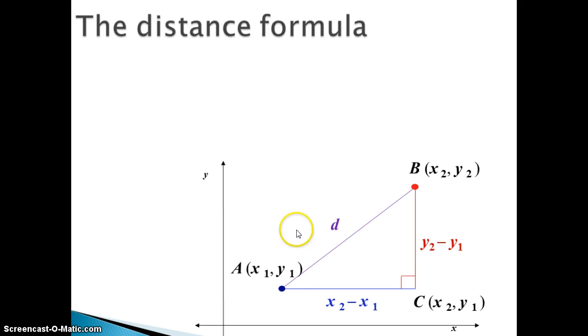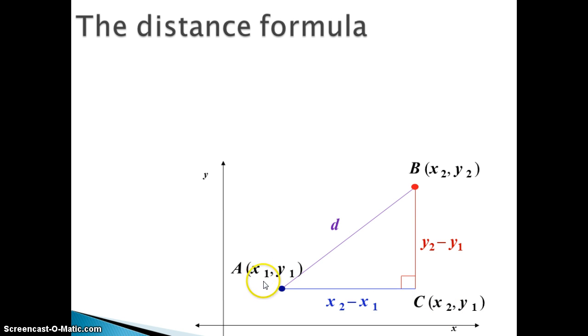So if we have a graphic right here, we have an x-axis and a y-axis. I'm trying to find the distance from point A to point B. Now I can set up a right triangle that will help me solve this. At point C, I'm looking for how far it is from A to C. If you look at the y-coordinates, they're both the same. They're not any different at all. But the x-coordinates are different. And the way I find the distance between point A and point C is I take x2 minus x1.